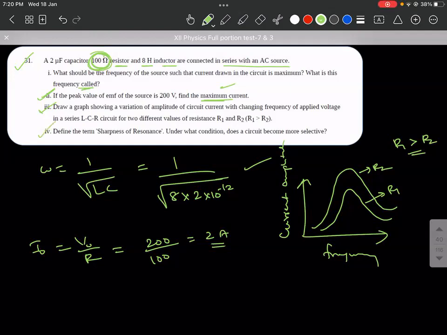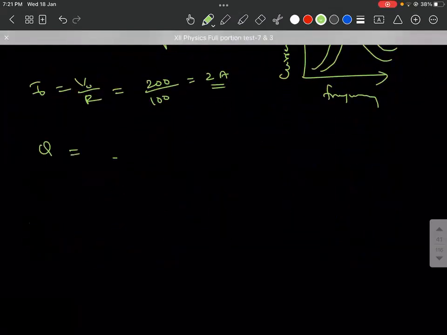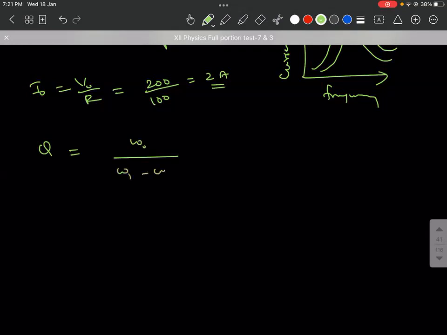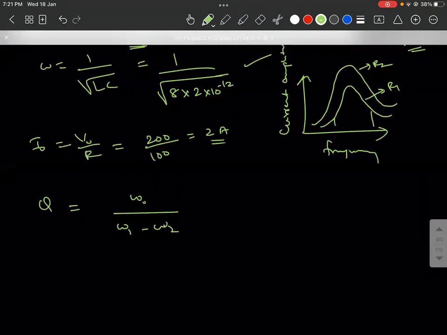Fourth, define the term sharpness of resonance. So what is sharpness of resonance? It is basically the Q factor. Sharpness of resonance is also called the Q factor. So how do you define the Q factor? Q factor is defined as the ratio of the resonant frequency to the difference in the frequencies on either side of the resonance frequency where the current value is I0 by root 2. Guys, are you with me?